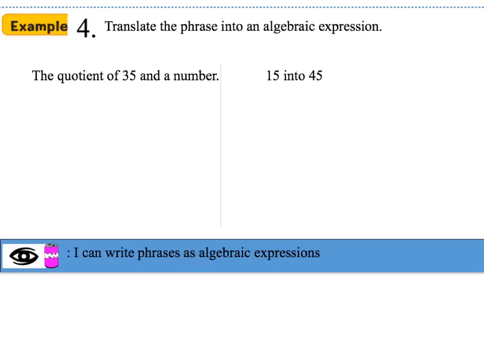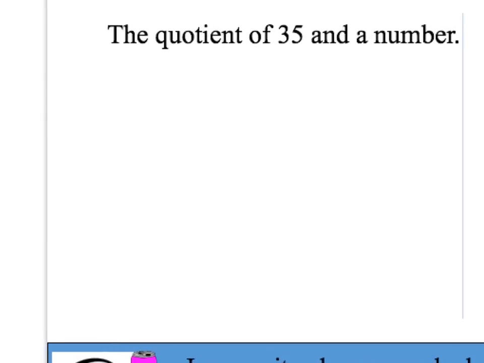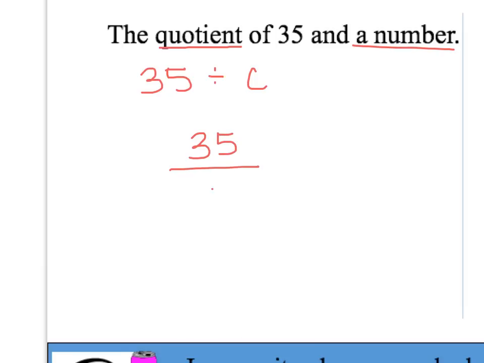Alright, so example 4 says translate the phrase into an algebraic expression, and we've got two different problems here. So let's zoom in on the left-hand side. That says the quotient of 35 and a number. Let's go ahead and underline the word quotient, and we know that the word quotient means to divide. We're going to take 35, and we're going to divide it by a number. We don't know that number, so let's call that C. So this is the way you can write that algebraic expression. 35 divided by C. Or you can write it like this. 35 divided by C. So there's no taffy words here, so we're not going to flip any of the order.